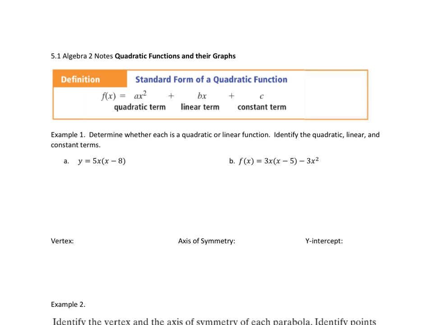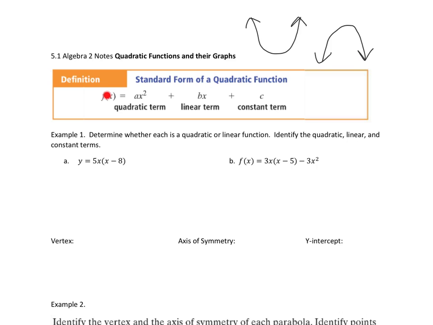So far we've been studying linear functions and absolute value functions. This chapter is going to be about quadratic functions. Quadratic functions look like parabolas. They can open up or they can open down. And a quadratic function looks like this.